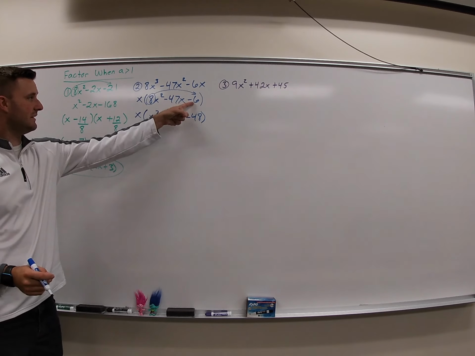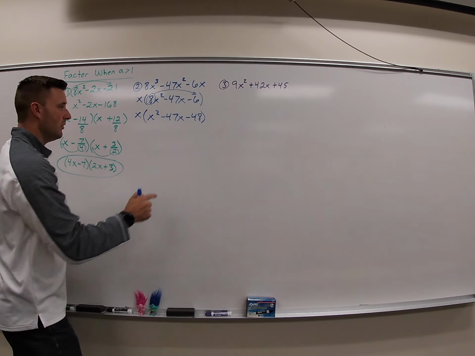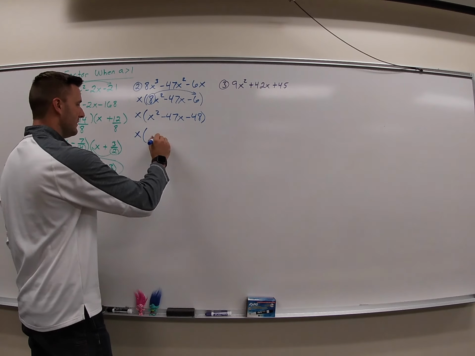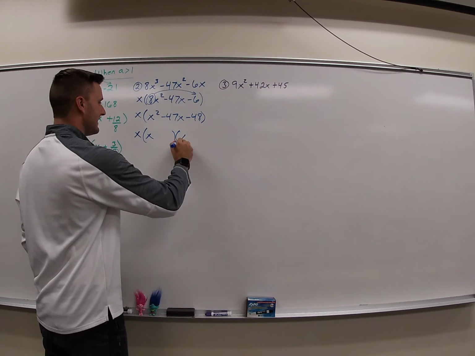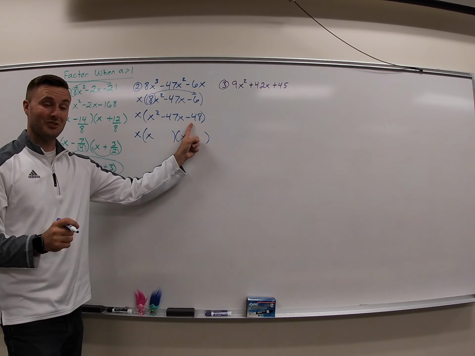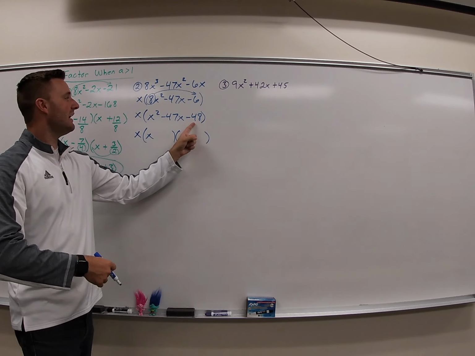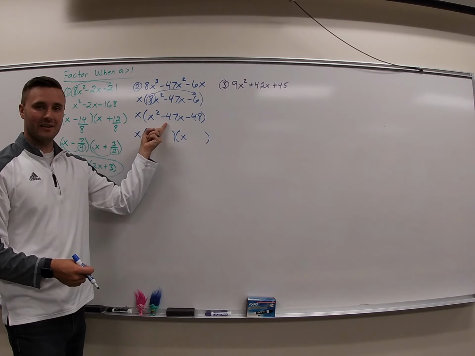So 8 times this negative 6, negative 48. Now you're going to factor like normal. So here's my x, my two sets of parentheses. X times x is going to give me that x squared. I need two numbers, this one's a little easier, that multiply to a negative 48 that at the same time are going to add to a negative 47.